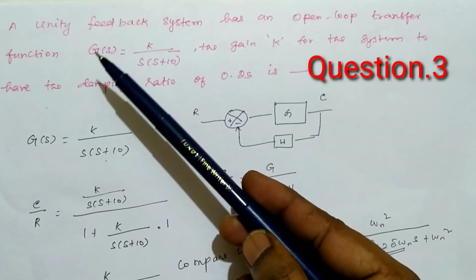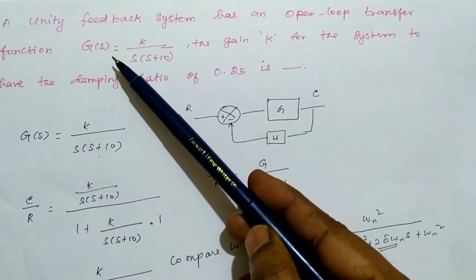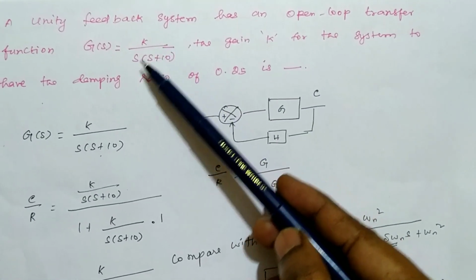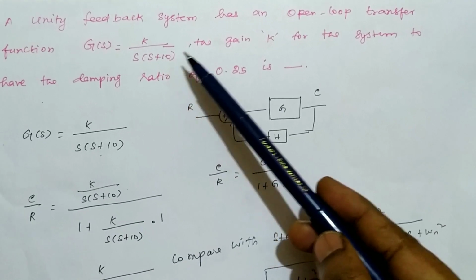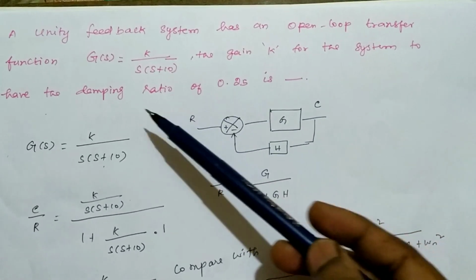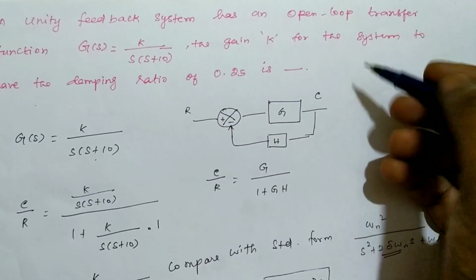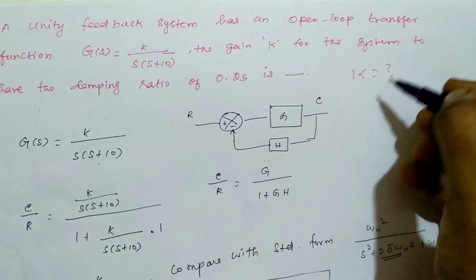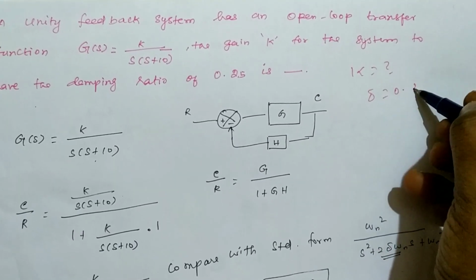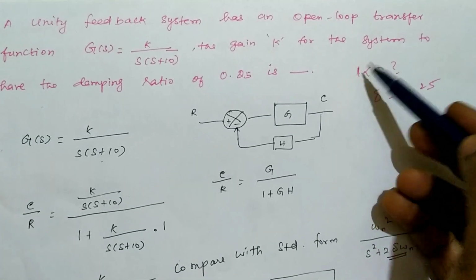Next question. A unity feedback system has an open loop transfer function G of s is equal to K divided by s into s plus 10. The gain K for a system with damping ratio 0.25 is. So they are asking what is the K value for damping ratio 0.25.